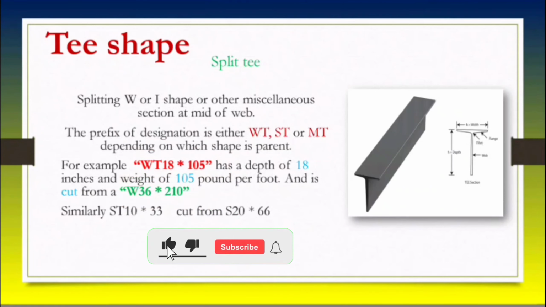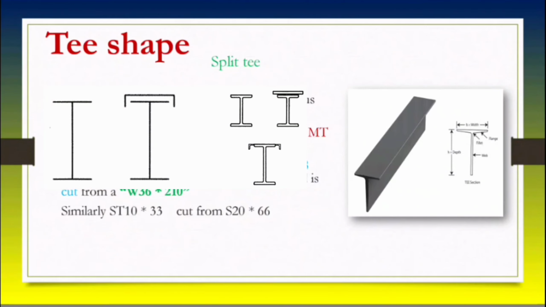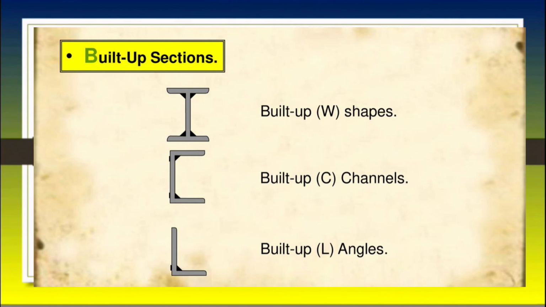If we cut the S shape in the middle, we designate it by ST10x33, and its parent element will be S20x66. So the other shape is also called the miscellaneous shape, and one more type of structural steel shape is the built-up section, when we combine different T, channel or angle sections. So the new shape of structural steel is called the built-up section.